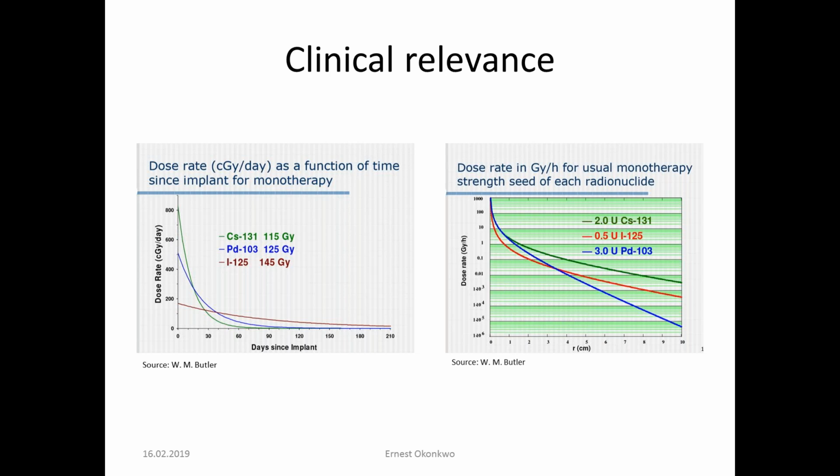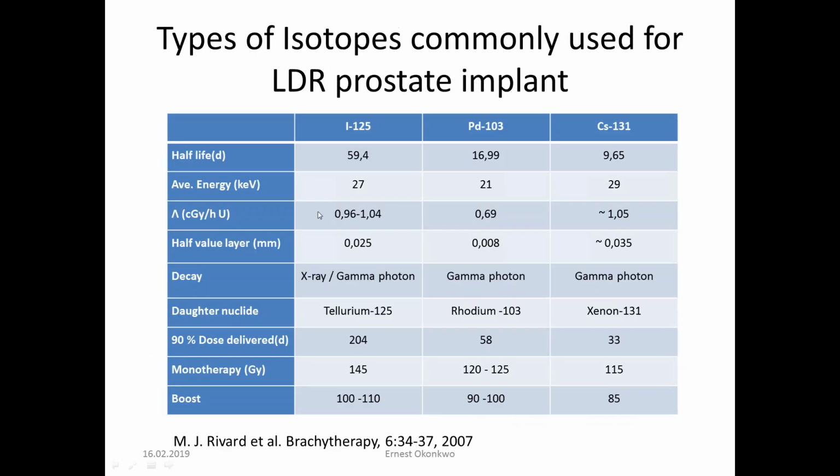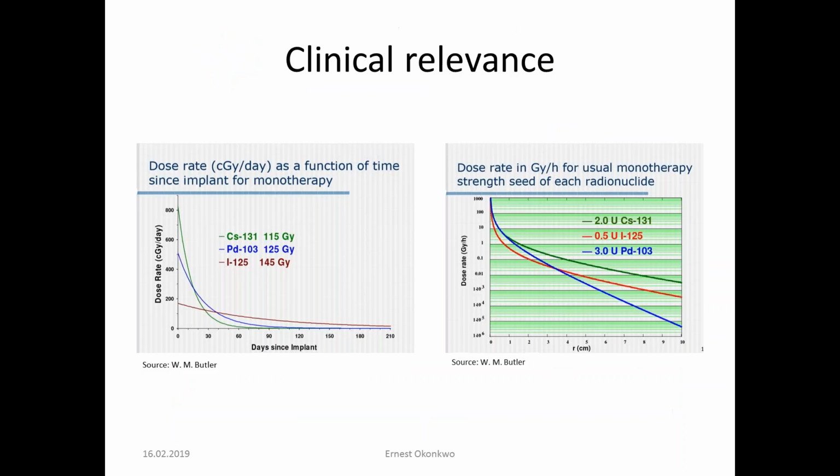And with an energy of 27 kilo electron volts, by the time it's attenuated by the patient's tissue, there's no radiation left out. So it's an outpatient therapy, and the patient can be released after 3 days. In our clinic, we release a patient after the 3rd day after the implant.